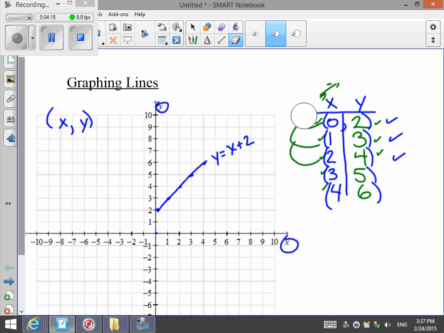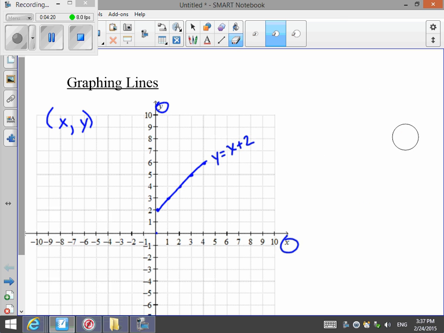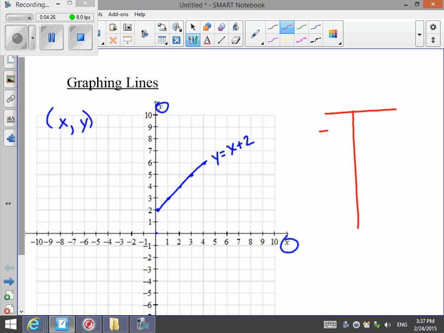So I'm going to erase this, and I'm going to put a new equation of a line up there. I'll start with my T-chart. It doesn't matter what numbers I use, but I try to keep them small because I want them to fit on my graph. Again, the first value is always going to be the x, and the second column in the chart is always going to be the y.